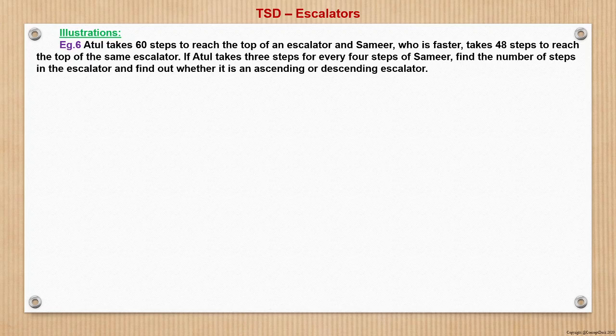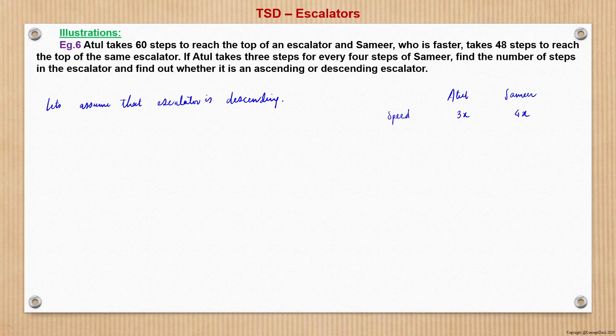So first of all, let us sort out the speeds of Atul and Samir. Atul takes 3 steps for every 4 steps of Samir. So ratio is 3 is to 4. So let the speeds be 3x and 4x for Atul and Samir. Now let's assume that the escalator is descending.